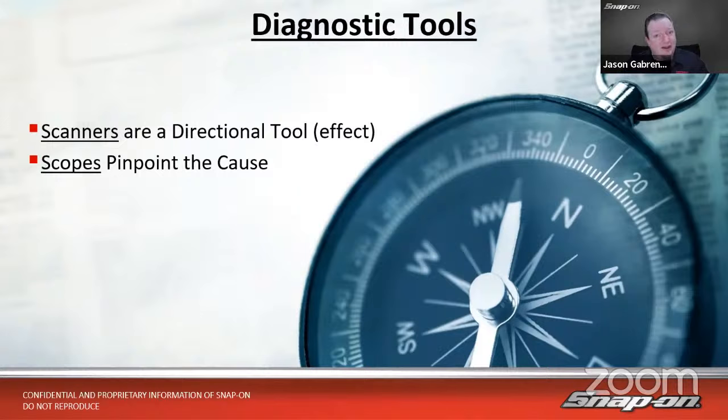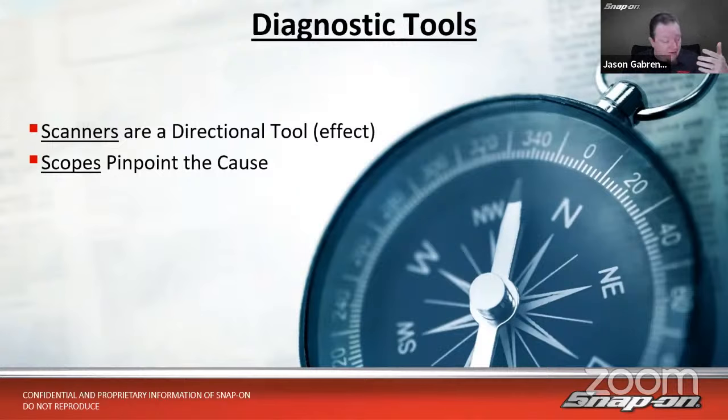We have 2 different types of diagnostic tools. We have scanners and we have scopes. When I think of a scanner, I like to think of it like a compass. It's going to point us in the right direction. It's going to show us where we need to look, where we need to go, but it's really only showing us part of what's going on under the hood. It's showing us the effect after it already happened.